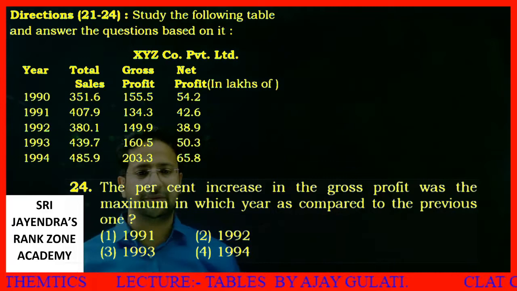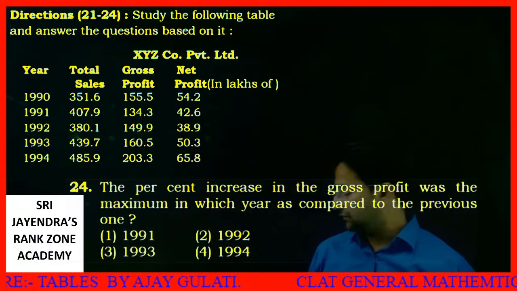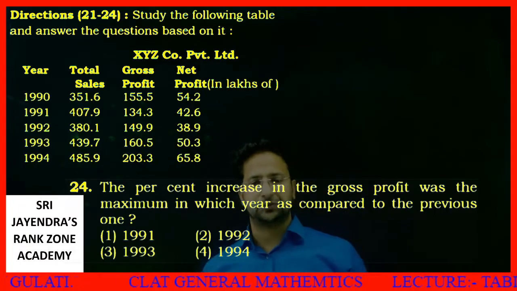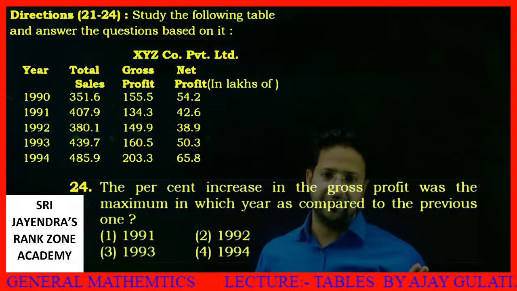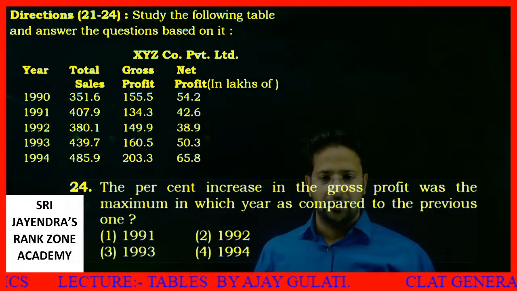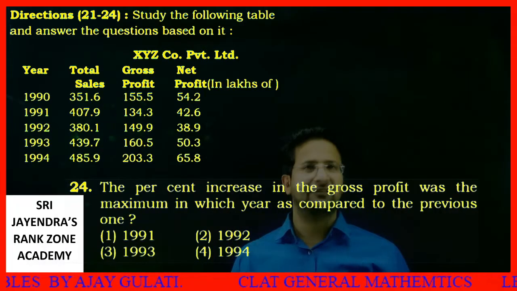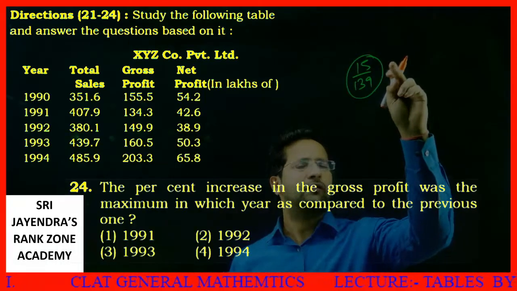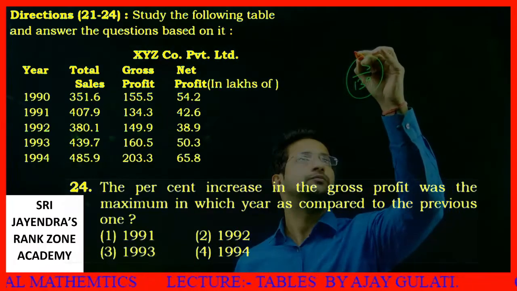The percentage increase in the gross profit was the maximum in which year as compared to the previous one? We need to tell in which year the percentage increase in gross profit is the maximum. First of all, 1990 to 91 there is a decrease. Leave it. 91 to 92, the difference is like 134 to 149, so the difference is 15 as compared to 139. This is like 1 by 9 or 1 by 10, in between 1 by 9 and 1 by 10. This is for the year 1992.